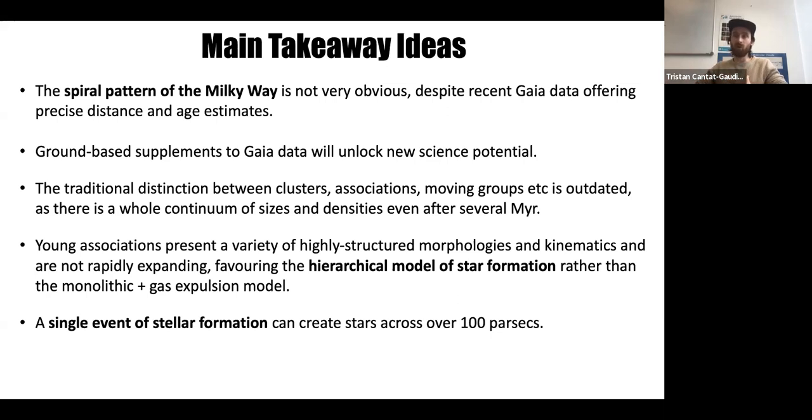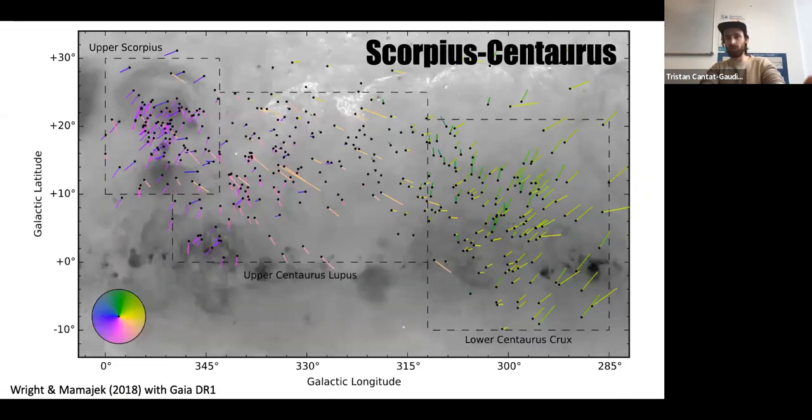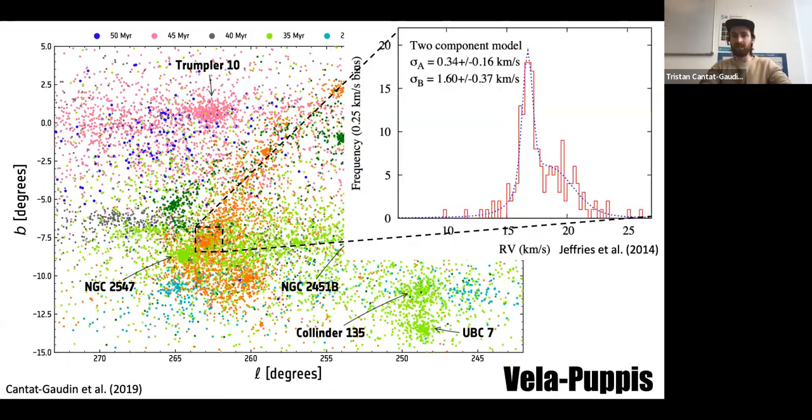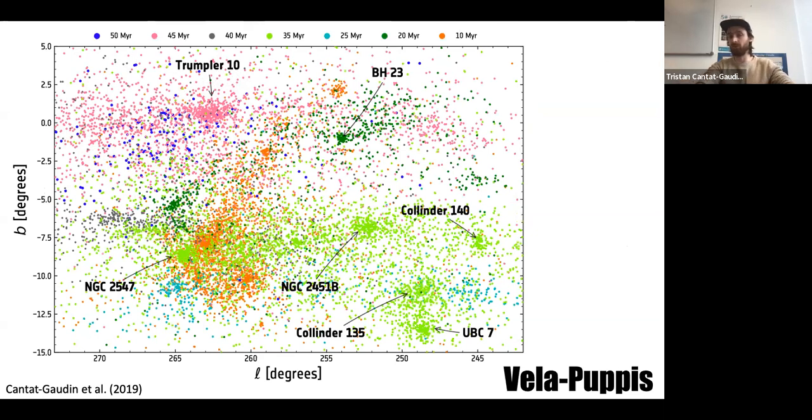So we can see we have all sorts of densities in star forming regions, and a single event of star formation can create stars over hundreds of parsecs. What we saw in those plots here is that stars that are the same age are spreading over 100 parsecs. There are even studies showing that this green population extends for another 50 or 80 kiloparsecs all the way to the Orion region. So in one event, you can form stars not just in one cluster, but over a large region.